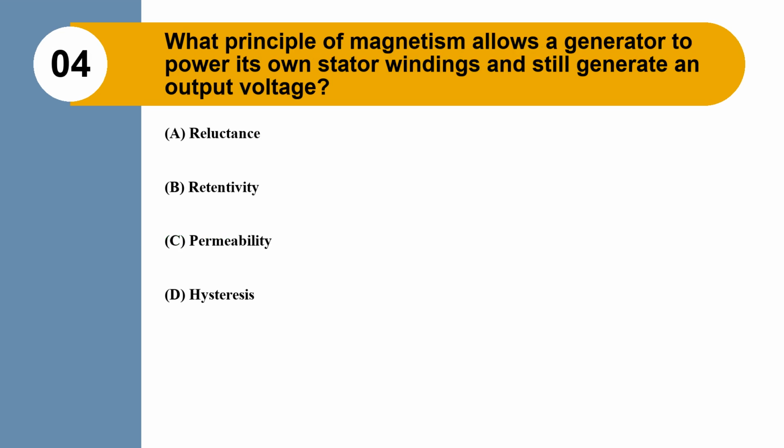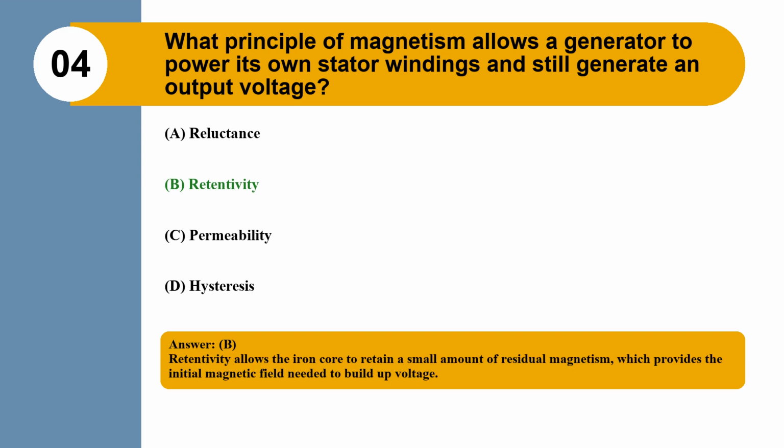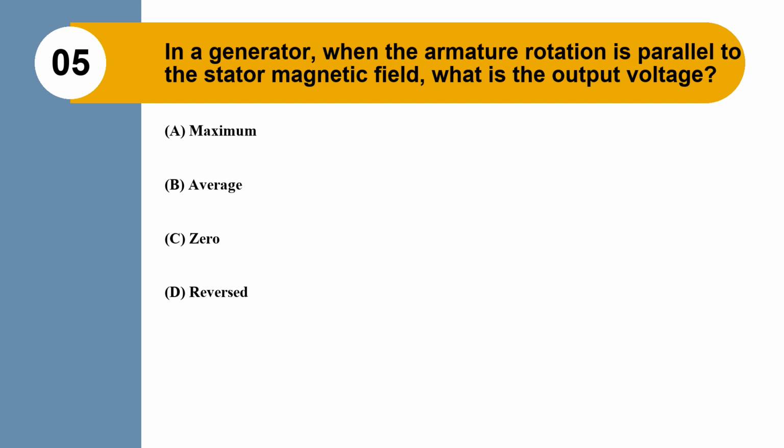Question 4. What principle of magnetism allows a generator to power its own stator windings and still generate an output voltage? Option A, reluctance. Option B, retentivity. Option C, permeability. Option D, hysteresis. The correct answer is option B, retentivity. Retentivity allows the iron core to retain a small amount of residual magnetism, which provides the initial magnetic field needed to build up voltage.